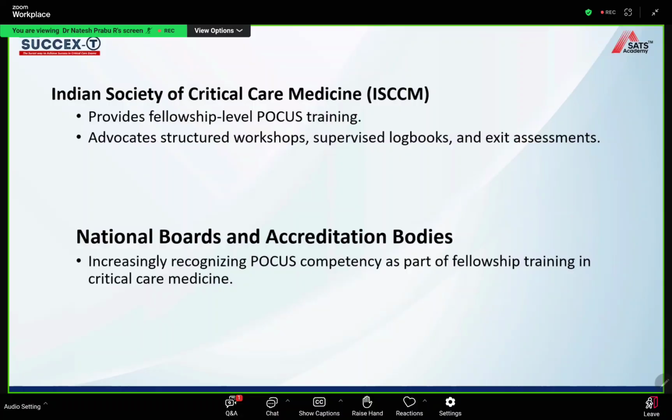The Indian Society of Critical Care Medicine also provides fellowship-level FOCUS training, and various national boards and accreditation bodies are also available, which recognize FOCUS competency as part of fellowship training in critical care medicine.